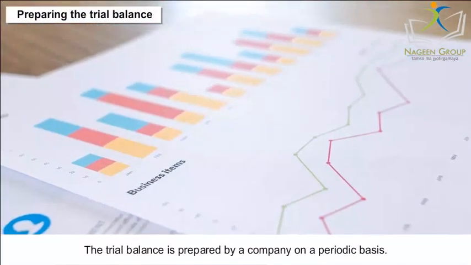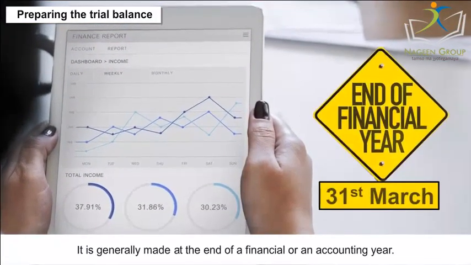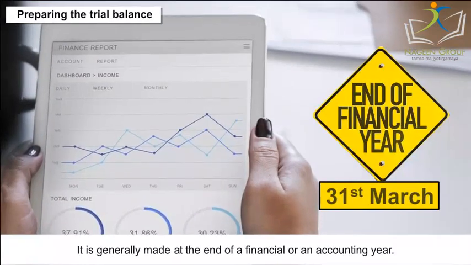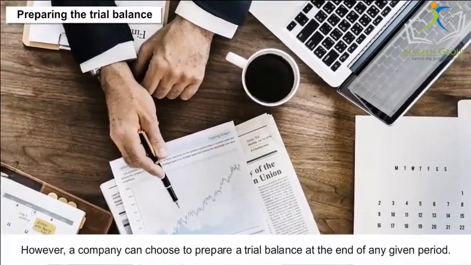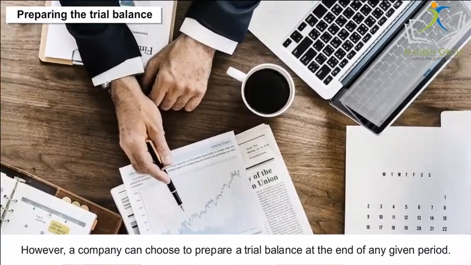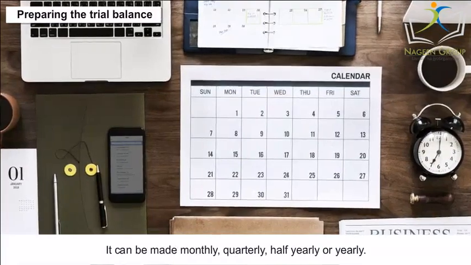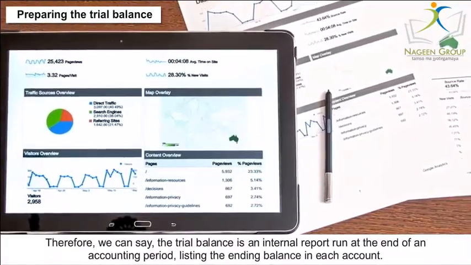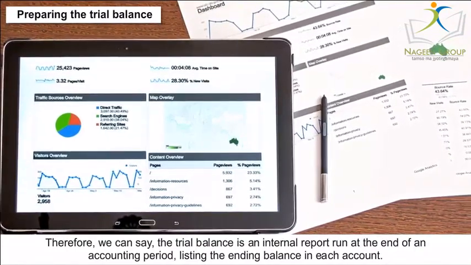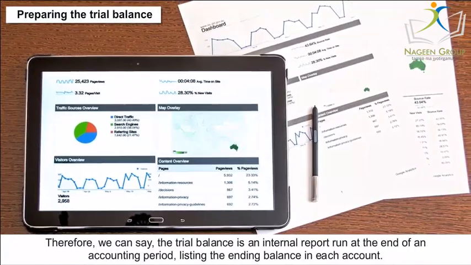Preparing the trial balance. The trial balance is prepared by a company on a periodic basis. It is generally made at the end of a financial or an accounting year. However, a company can choose to prepare a trial balance at the end of any given period. It can be made monthly, quarterly, half-yearly or yearly. Therefore, we can say the trial balance is an internal report run at the end of an accounting period listing the ending balance in each account.